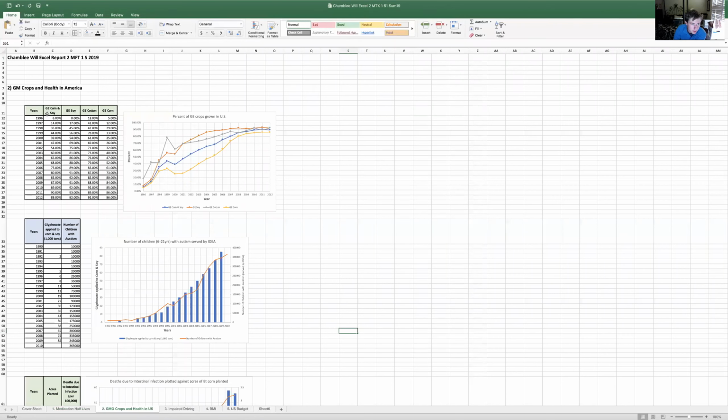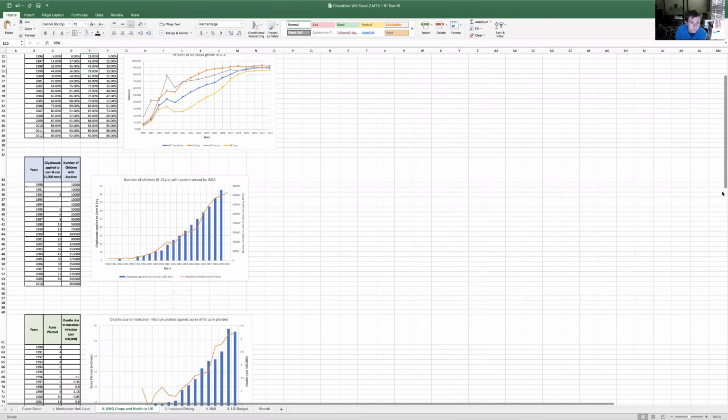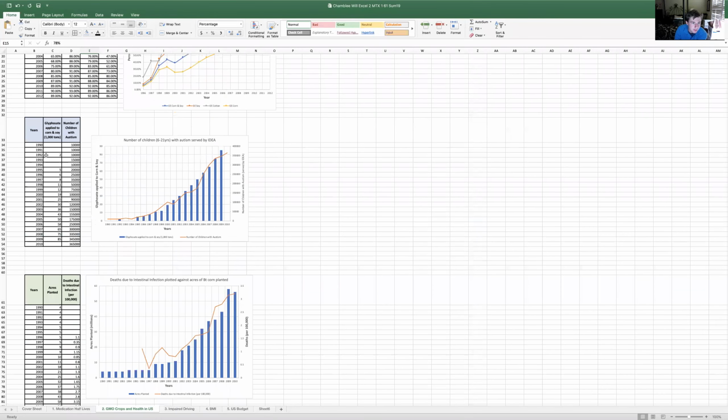In this one, we have corn and soy, cotton, and corn, and the years, and we see how the production has risen since. We just took the percentages, entered them in the graph, and then made a line graph here. Same here, you see some years they're not, but we took glyphosate applied to corn soil and the number of children with autism.